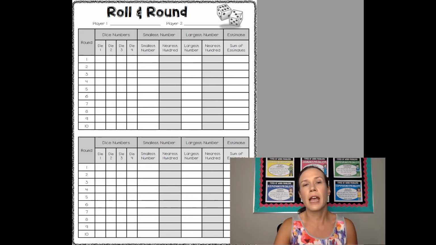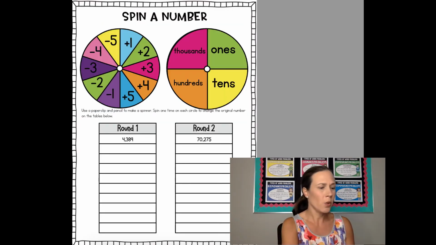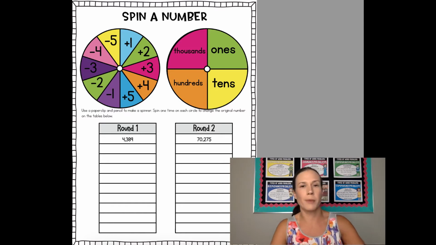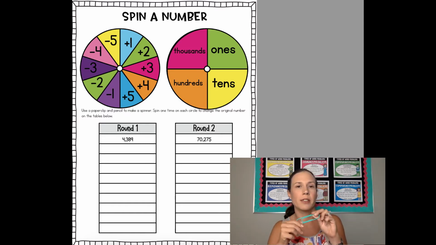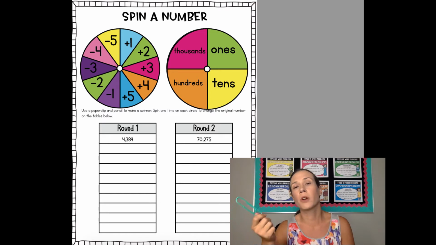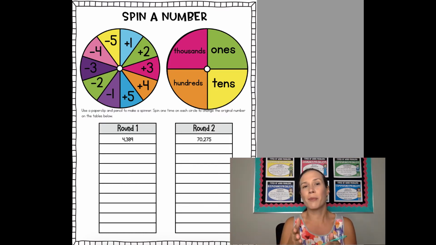And then I also have Spin a Number. Once again, I have different colors, and students will be using a paper clip. I brought a jumbo paper clip just in case. They're going to use a paper clip, and I like for them to start with the place. Are we going to be working with the ones place, tens place, hundreds place, or thousands place? And then, is the digit in that place going to increase or decrease, and by how much, which is what this spinner is for. Now, students are given a number to begin with.